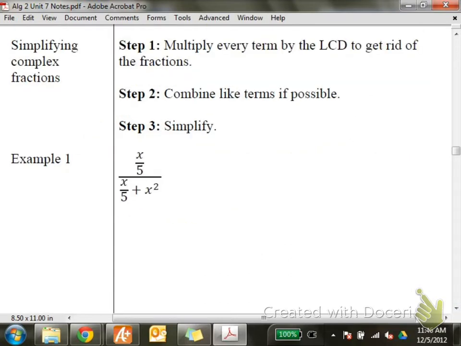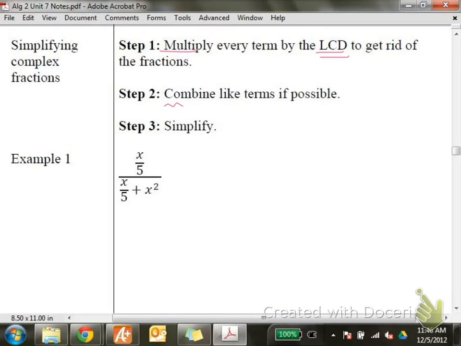Okay? So to simplify complex fractions, step 1. You want to multiply every term by the LCD to get rid of the fractions. So we're going to have fractions in fractions, which we don't want. So we're going to use the LCM to get rid of the fractions.